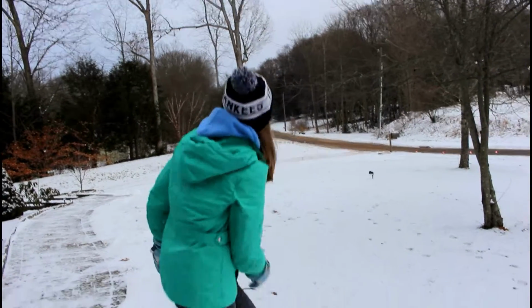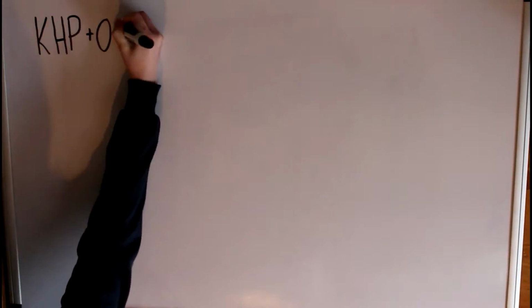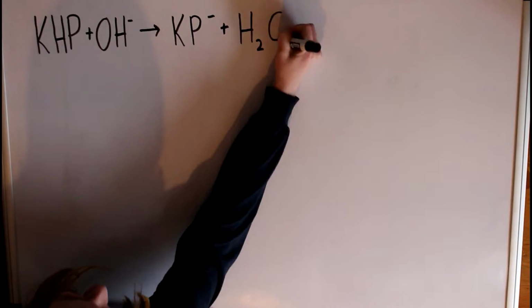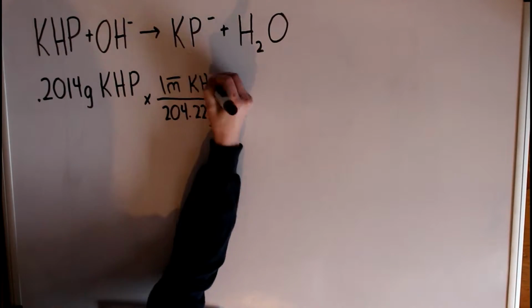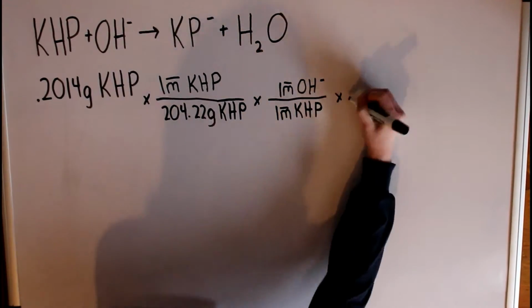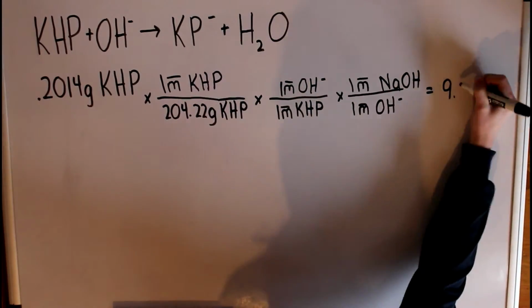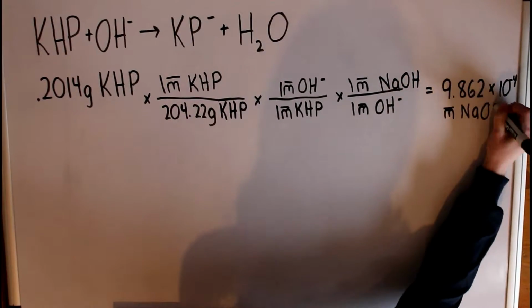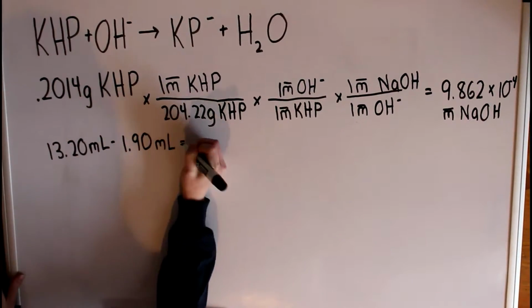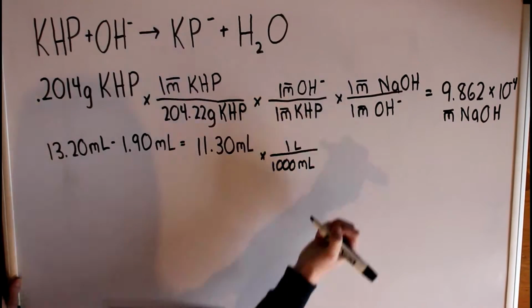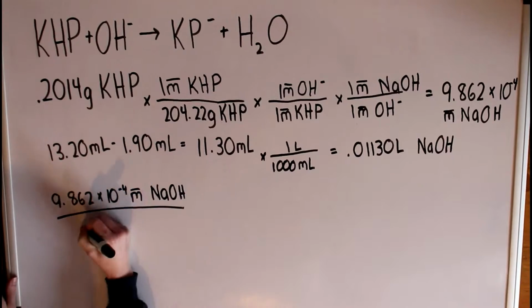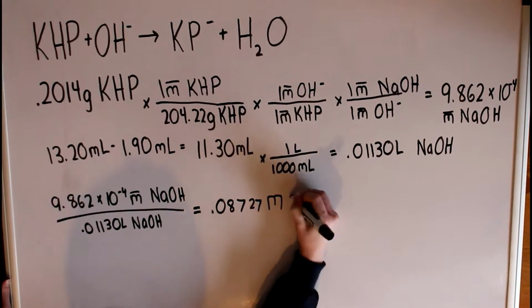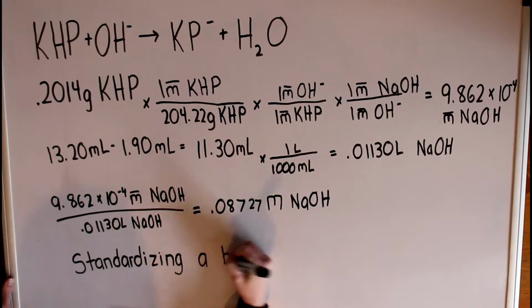We can then use the molar ratios from the reaction KHP plus OH minus yields KP and H2O to find unknown molarity. We first use the mass of KHP that we had measured out and convert it to moles. Then we use the molar ratio from the equation to convert to moles of OH minus, then moles of NaOH. Then we subtract the final volume of NaOH from the initial volume of NaOH to find the NaOH needed to titrate the solution and convert it from milliliters to liters. We then put moles of NaOH over liters of NaOH to get the molarity of NaOH.